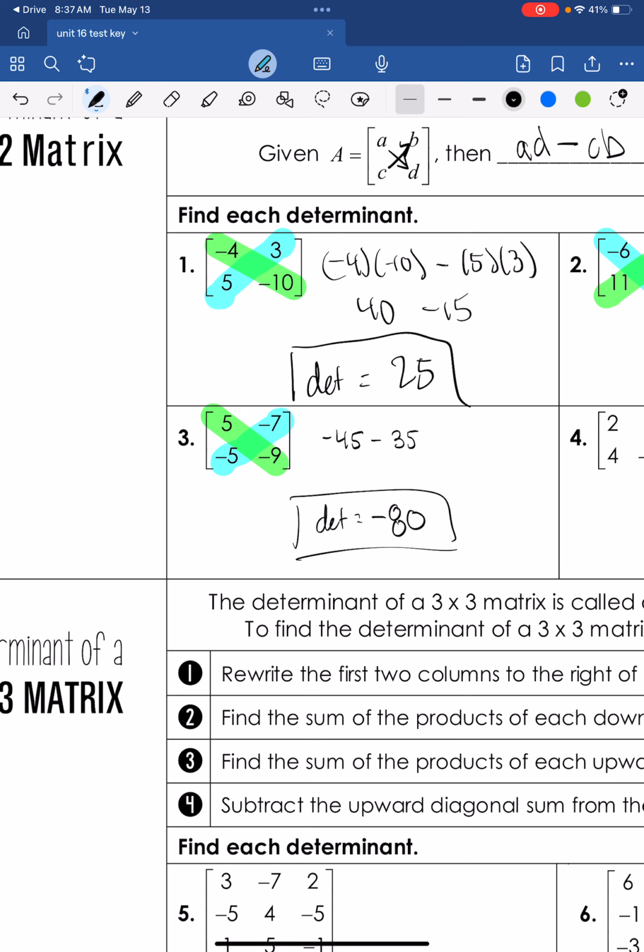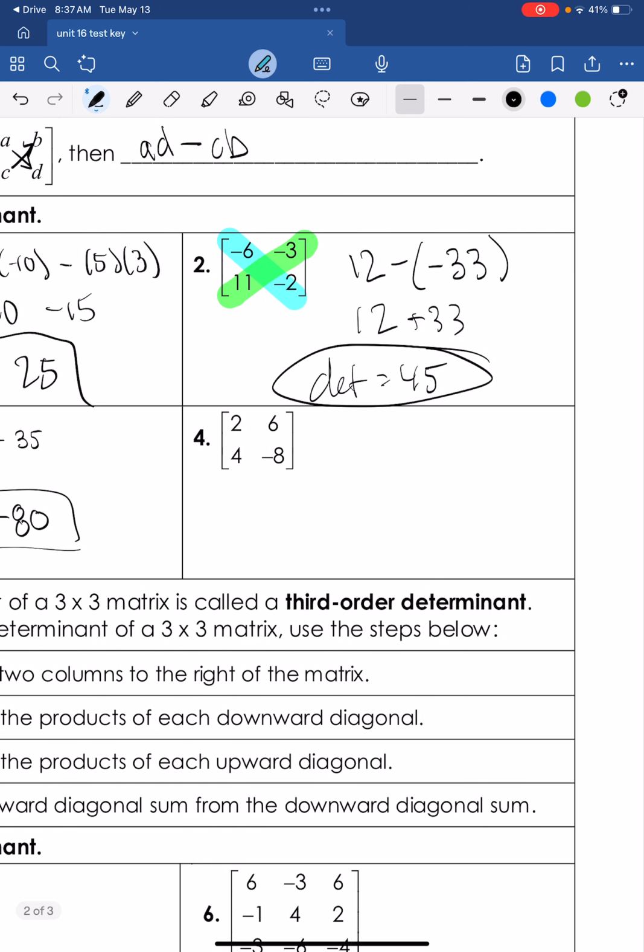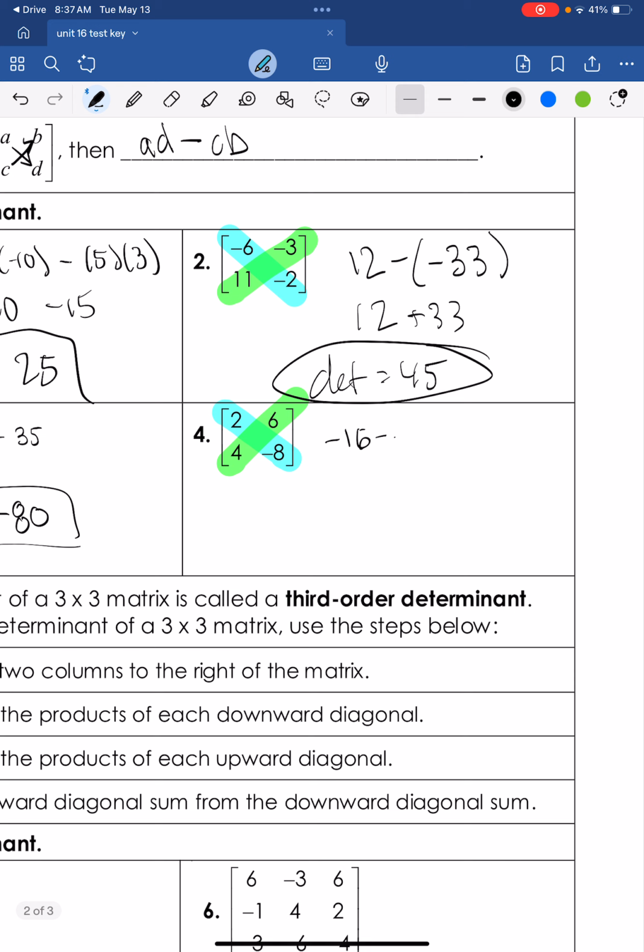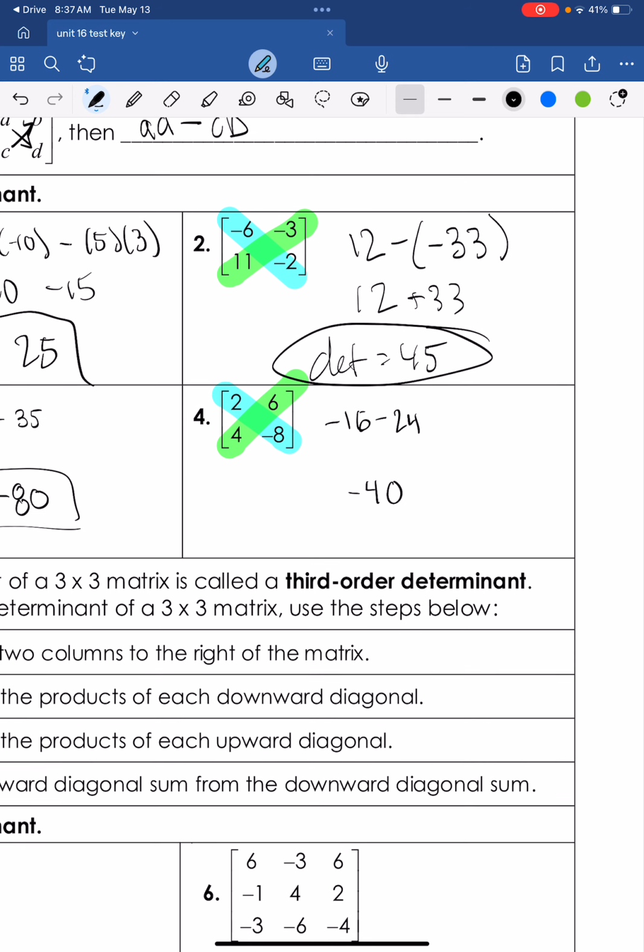Negative 80. All right, last one right here. Flying right through this, 2 times negative 8 is going to give you a negative 16 minus. And then if we do it the other way, 4 times 6, that's going to give you 24. So minus 24, and that gives you a negative 40. Our determinant is equal to negative 40 there.